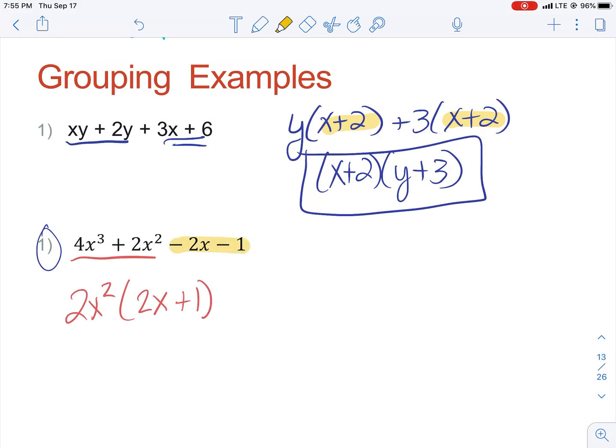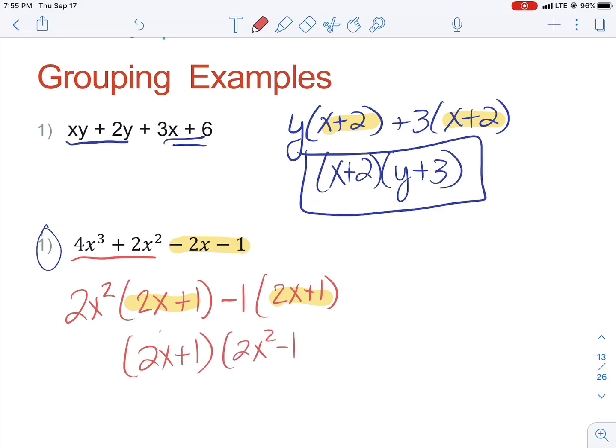There's really nothing in common, but I want the parentheses to say 2x plus 1, and those both have negatives. So I'm going to have to take out a negative sign to get 2x plus 1 because I need the parentheses to match. So my answer is 2x plus 1 and 2x squared minus 1. So that's my answer.